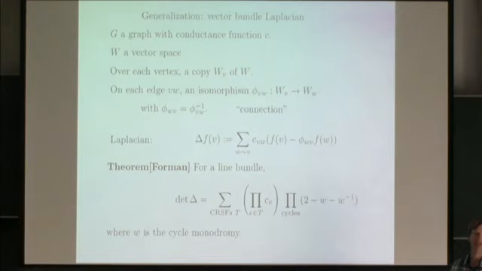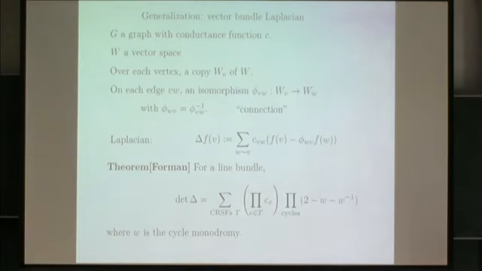Because this is a line bundle, that map is just multiplication by some number. And that number doesn't depend on the choice of basis for any of the vector spaces along the way. So it's actually well defined as a function of the cycle. That's called the monodromy around the cycle. So associated to each cycle is a non-zero real number, for a real vector space. Let's call it W, and then you take the product over all the cycles in that forest of 2 minus W minus 1 over W.